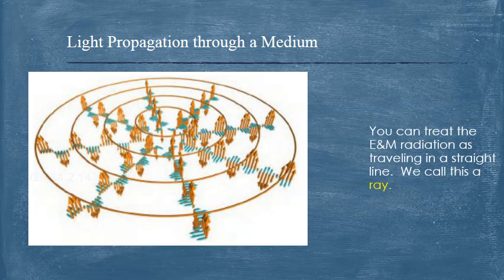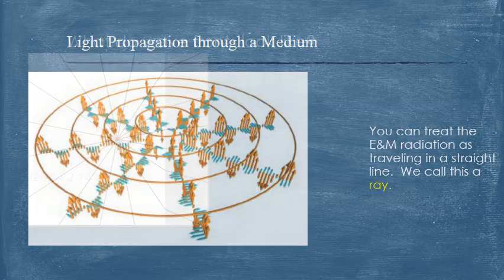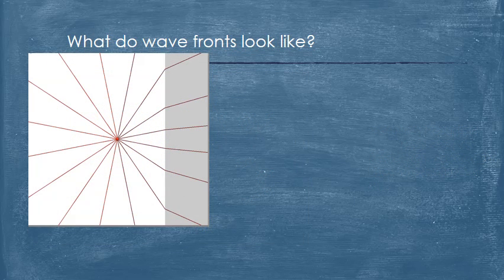The last thing is we can treat electromagnetic radiation as traveling in straight lines, and we call these lines rays. These green arrows are representing a ray, what we refer to as a ray of light. And these rays will travel in straight lines. Alright, what do wave fronts look like? So here I have a source, and you can see the rays from the source. What would the wave fronts look like?